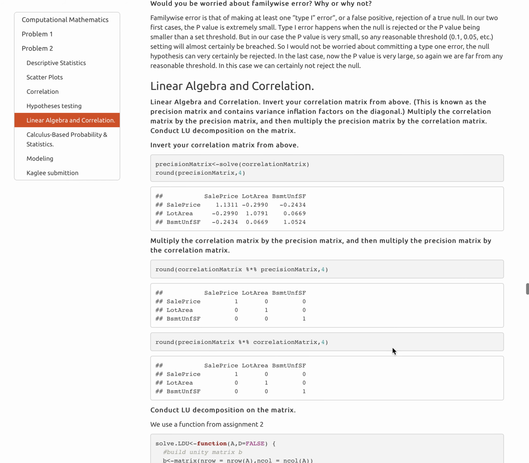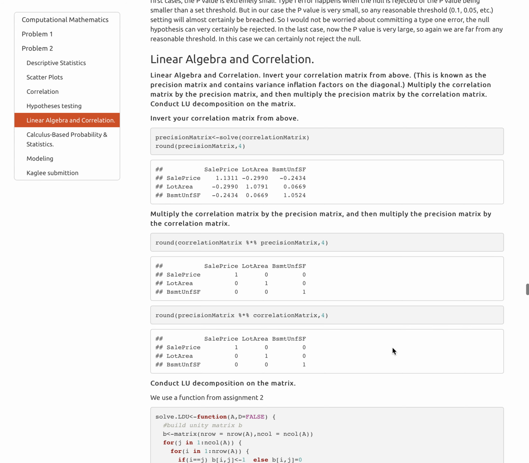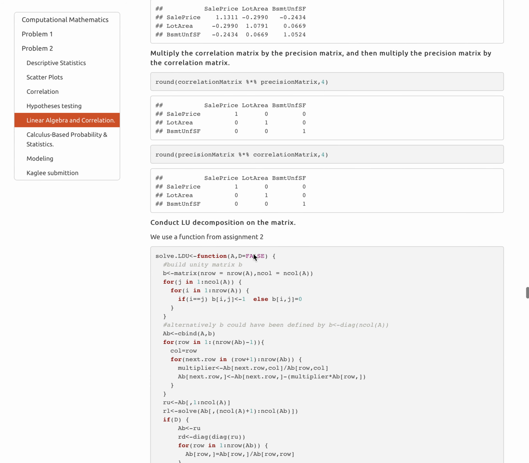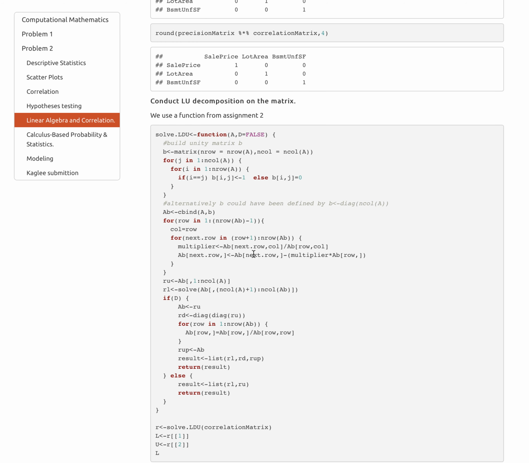Then linear algebra. This section was rather straightforward with the tools that were given during the semester. Inversion was calculated using the solve function. Then multiply matrices using the operator. For the LU decomposition, I decided to use a function that I wrote on one of the first assignments, assignment 2, at the start of the semester.